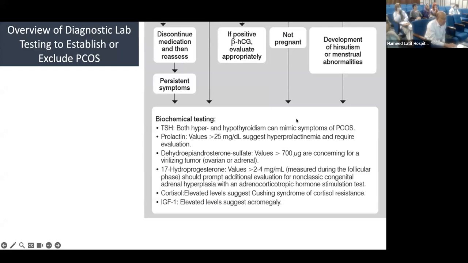Now, TSH: both hyper and hypothyroidism can mimic symptoms of PCOS. Prolactin values more than 25 nanograms per deciliter suggest hyperprolactinemia and require evaluation. Dehydroepiandrosterone sulfate values more than 700 micrograms are concerning for a virilizing tumor. 17-hydroxyprogesterone is a typographical mistake. Hydroxyprogesterone values more than 2 to 4 nanograms per ml measured during the follicular phase should prompt additional evaluation for non-classical congenital adrenal hyperplasia. Elevated cortisol suggests Cushing syndrome and cortisol resistance. And elevated insulin-like growth factor 1 suggests acromegaly.